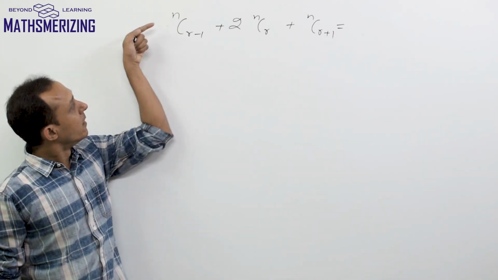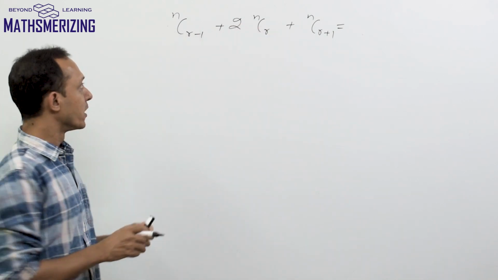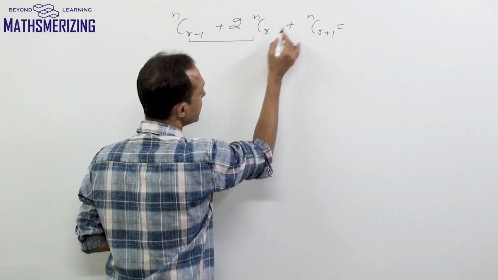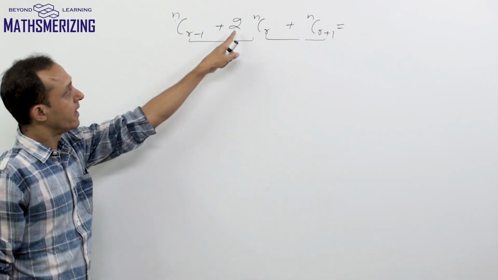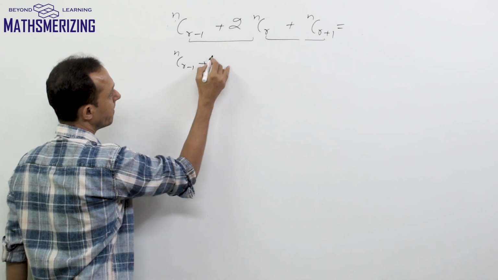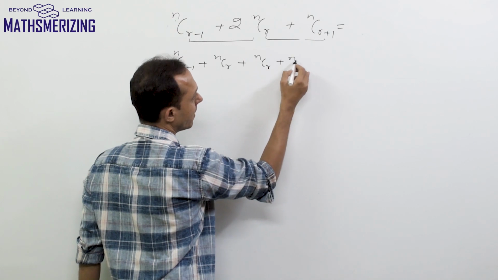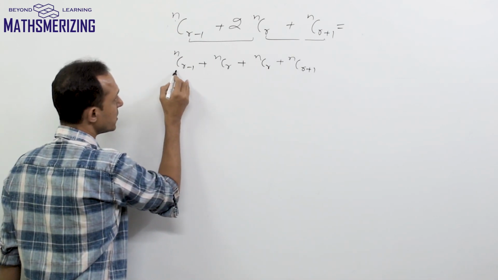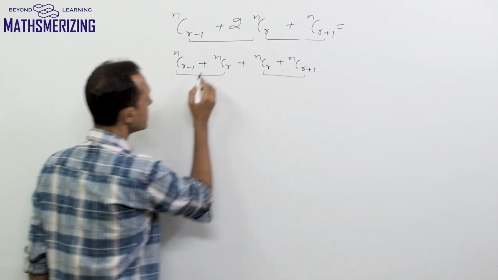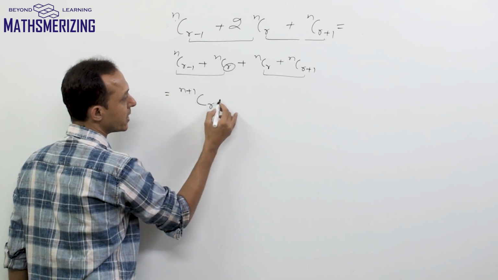Suppose the question is, we have to simplify NCR minus 1 plus 2 times NCR plus NCR plus 1. Now what I see is, n is same, r differs by 1, and again n is same, and again r differs by 1, and we have 2 into NCR. So what I'll do is, I'll write it as NCR minus 1 plus NCR, plus NCR plus NCR plus 1. So I'll use the property n same, r differs by 1, and here also it will be the same. So here I can write it as n plus 1, and the higher value is r. So this is n plus 1 CR.